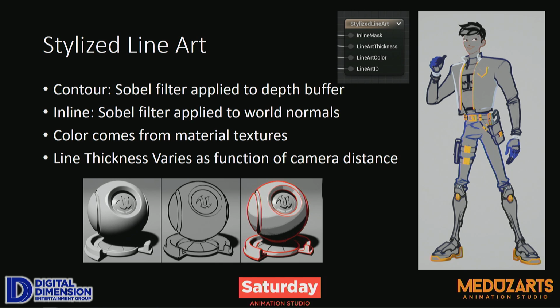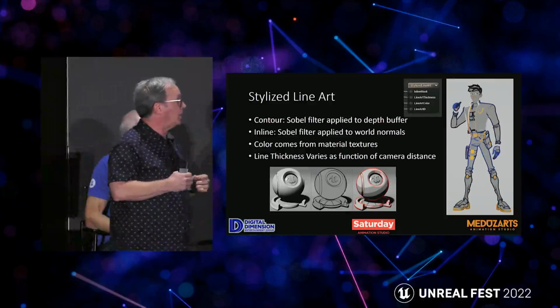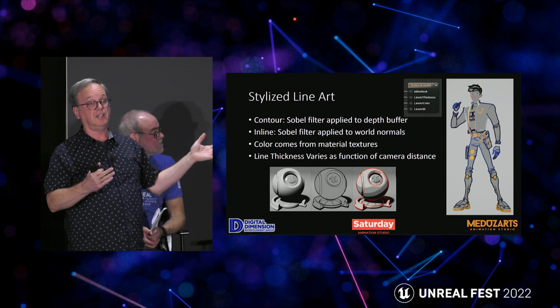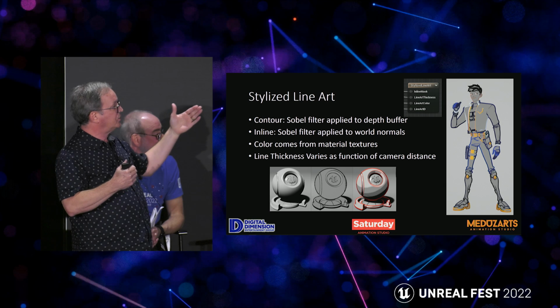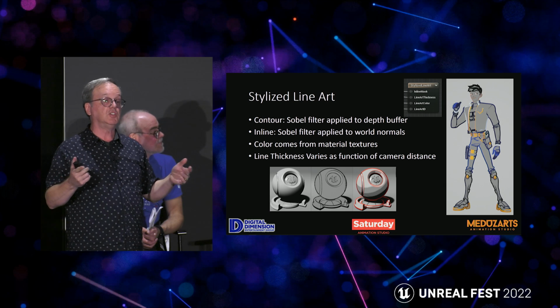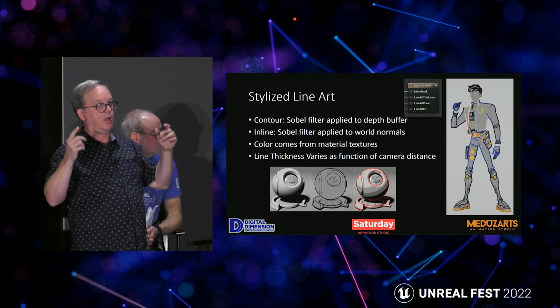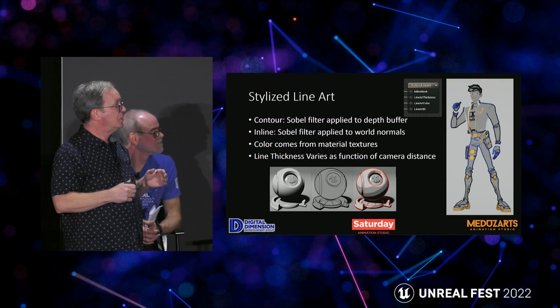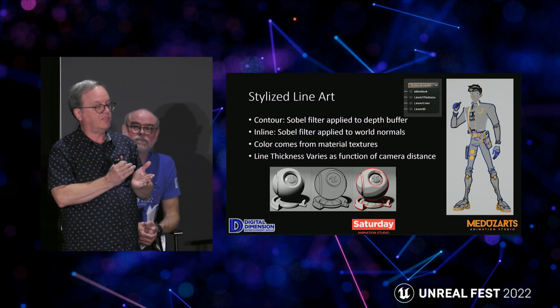One is figuring out the contour of the character. So here's where we're using the depth buffer and applying a modified Sobel filter to figure out the outline rims. For the inlines, what we call the inline art, we're using a Sobel filter applied to the normal map, the world normals. A Sobel filter, by the way, is used in imaging to find edges of objects based on what they call data frequency. If there's high contrast between two objects, it's going to define that as a line.